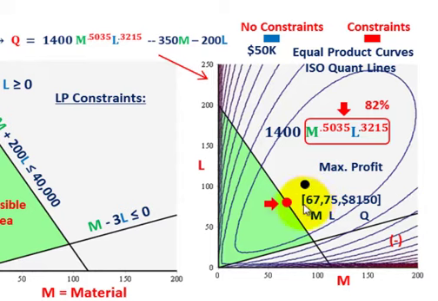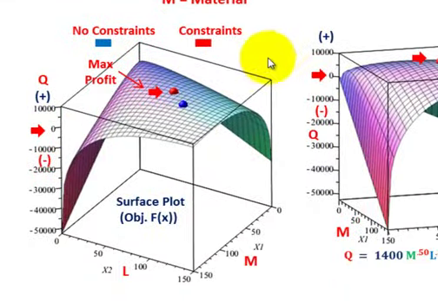Now, let's go down and look at it in 3D. What I've done here is a surface plot of that objective function that we're talking about, and I got the max profit, that little red dot here, based on our constraints. The blue dot here is without the constraints, but this curvature, or this surface plot, is really that profit function that we're looking at.